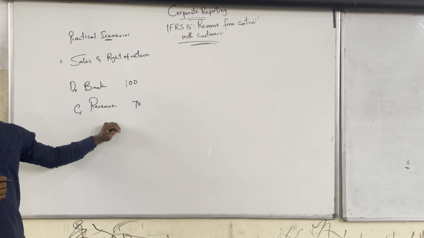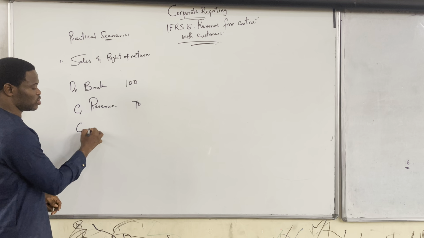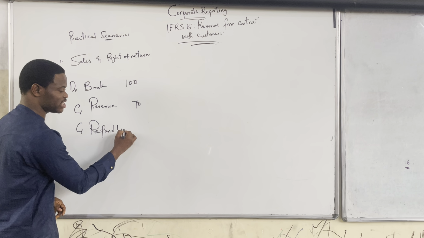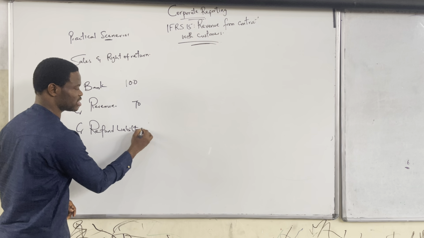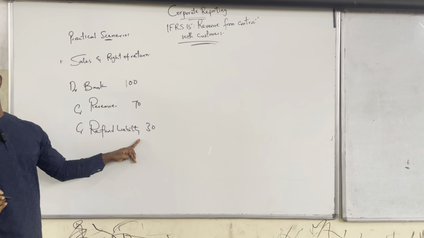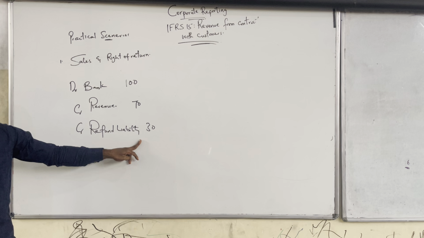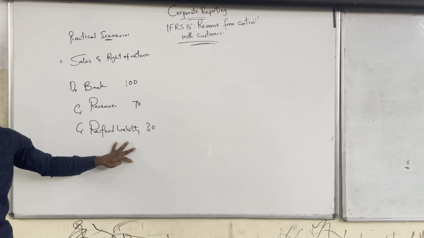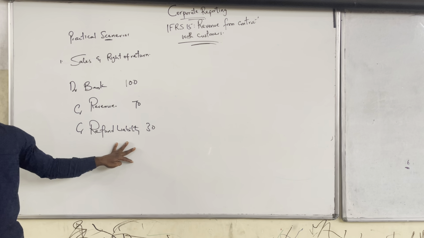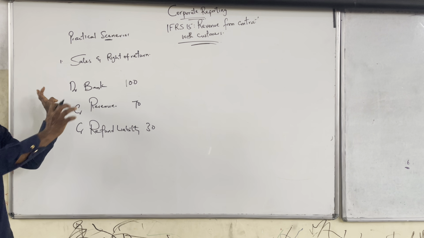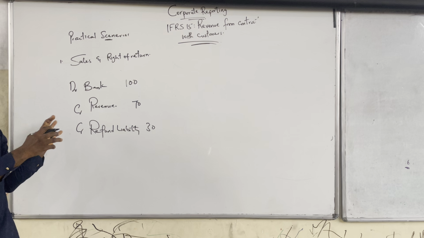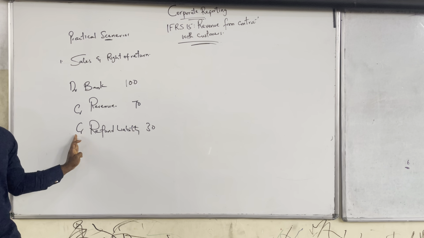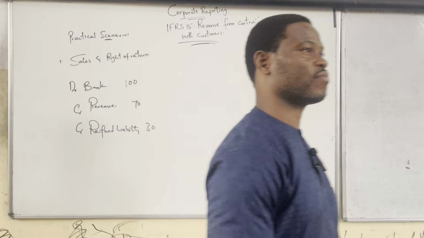It is 30 naira. So that portion they can return, you credit it to a liability account. You can call it a refund liability account. Because when the customer returns, what do you do? You refund the customer. So they can give you this scenario. It is this straightforward. You debit bank, credit revenue, and credit refund liability.